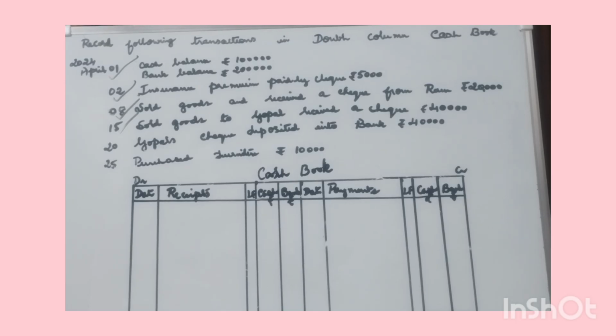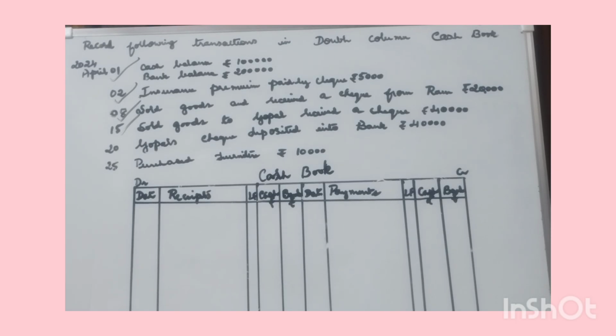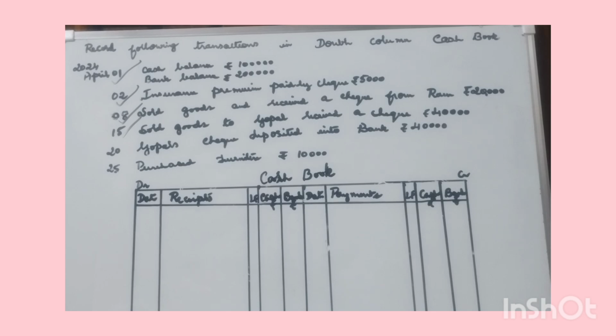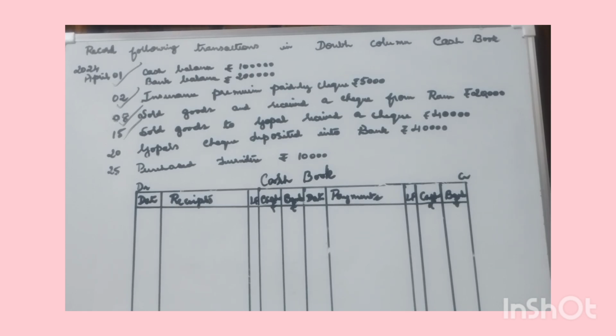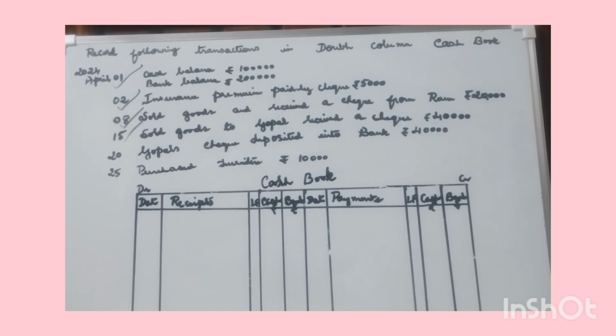If a check is received, it goes under cash column. If a check is received and deposited on the same day for the collection, then that appears under bank column. If a check is received and deposited on another day, then it is treated as contra entry. Contra entry appears on both sides, debit side as well as credit side. So next transaction, April 8th, debit side sales, then under cash column 20,000.